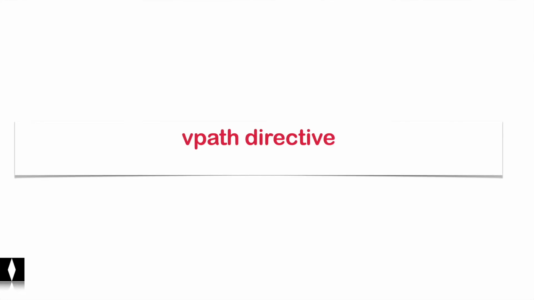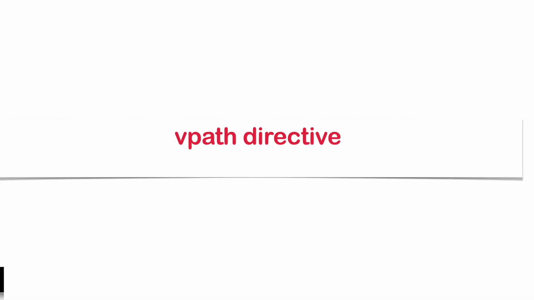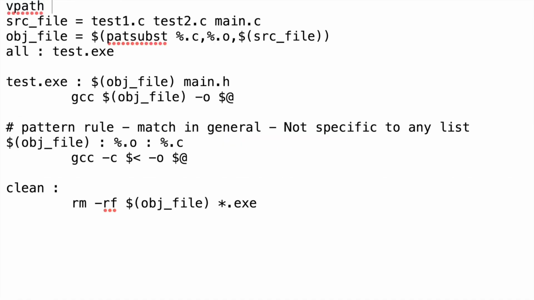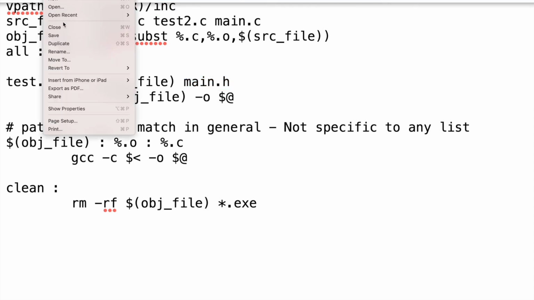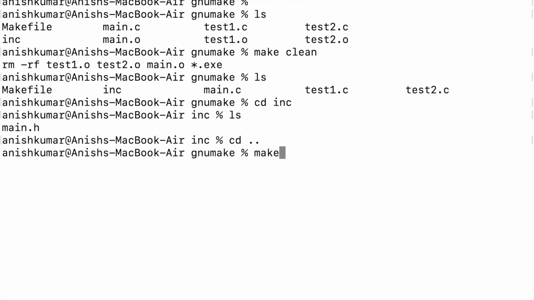Now, we will see the last use case of the modulo wildcard as the vpath directive. It adds the directory in which the compiler will search for specific files. Adding vpath %.h, current directory, inc directory. I had added the main.h file in this directory. So, the compiler will also look into this directory for .h files. Saving this Makefile, issuing make clean, calling make utility.